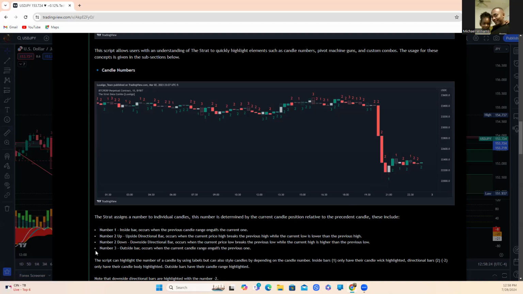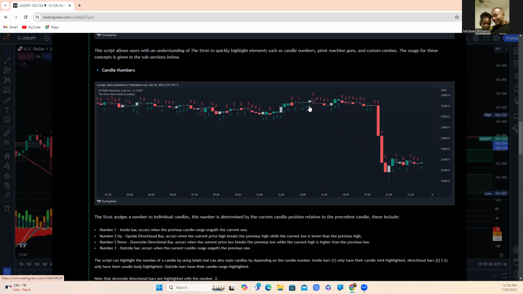The last but not least is called the number three. This is considered your outside bar. This occurs when the current candle range engulfs the previous one. This is real simple, and we'll get into this on the chart so that you can see it. A three can be a three up or three down. The up or down is just determined by the candle color and how it closes. But a three basically takes out liquidity on both ends of the previous candle.